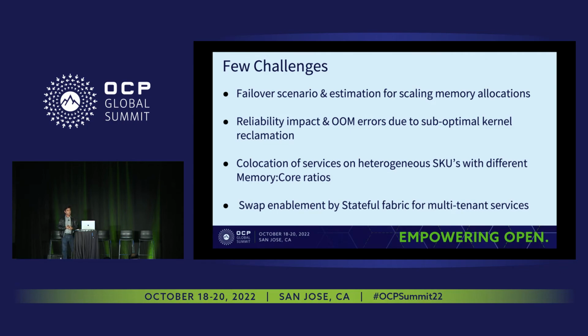Orchestration of swap from near to far memory using CXL and its implications on application performance degradation, especially in a multi-tenant environment, poses another challenge. For example, what we are seeing is we are sometimes limited by the worst case service to determine how much memory we can offload in a multi-tenant environment.